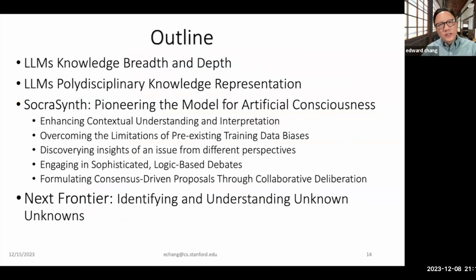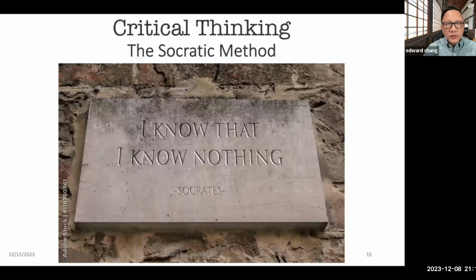And then how do we solve this problem? The SocraSynth model is a pioneer model to try to model artificial consciousness to address the issue. So the five features I mentioned in the beginning, I'm going to just continue the presentation. At the end, we can summarize how we accomplish all those.